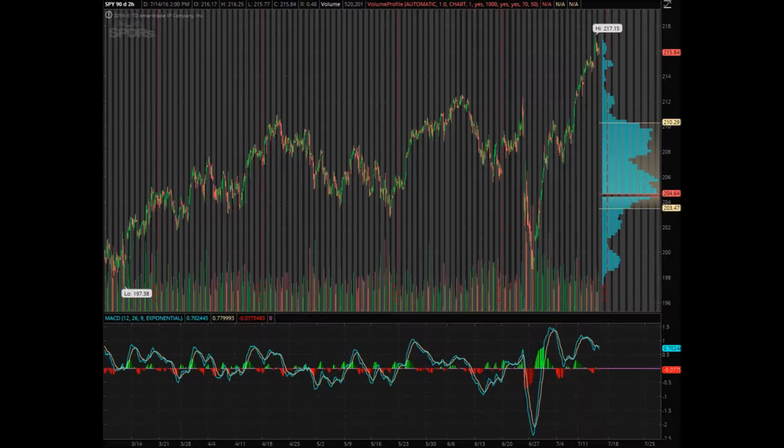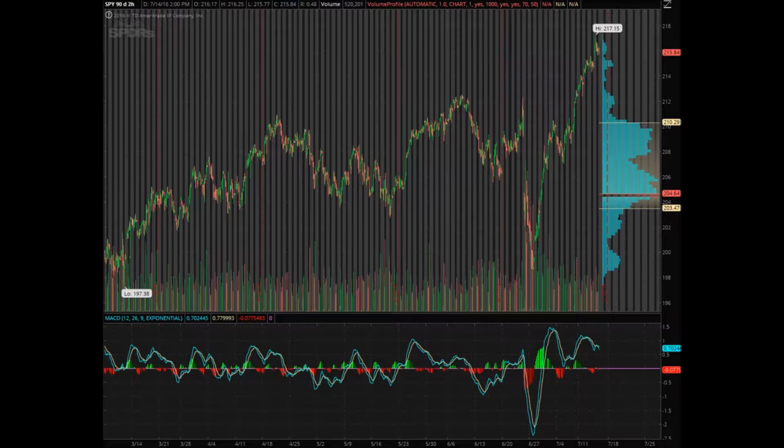So we can talk about that later on, though. Today I want to talk about something that I thought is really interesting. I'm not sure if you guys have ever used the volume profile on your charting programs, but I just wanted to show it to you because I think it's pretty interesting and can be quite useful.